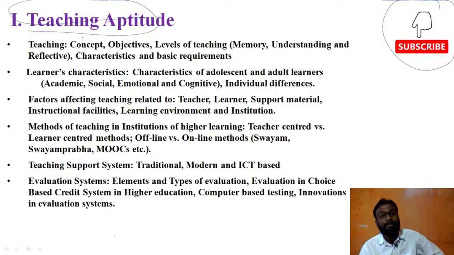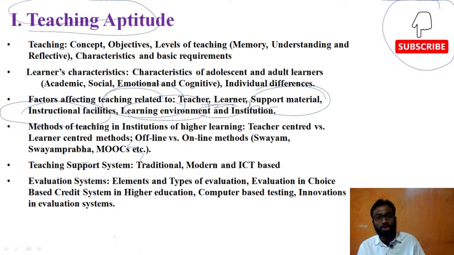So James Kamei, we are speaking about paper 1 of UGC NET, that is teaching aptitude. In teaching aptitude, we have 10 chapters. The first chapter is teaching aptitude, the second is the learner's characteristics, and the third is the factors affecting teaching, related to the teacher, learners, support materials, instructional facilities, learning environment, and institution, whatever it might be.